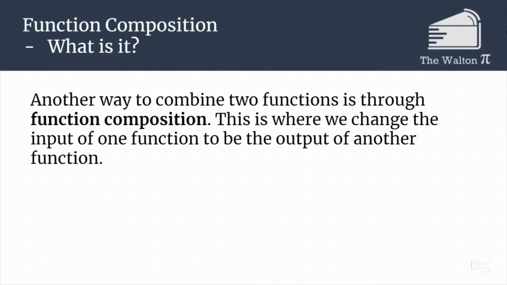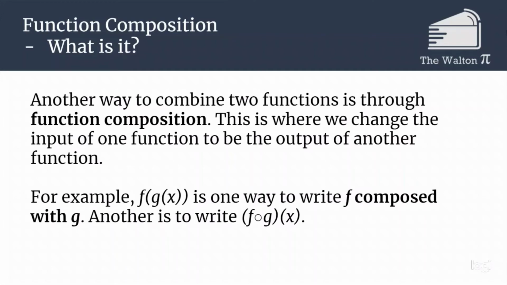Function composition is a different way to combine functions. This is where we're going to change the input of one function to be the output of another function. So we take one function and we replace all the x's or the inputs of a different function with it. For example, f of g of x is one way to write f composed with g. So that is the official way that we would say this mathematically.